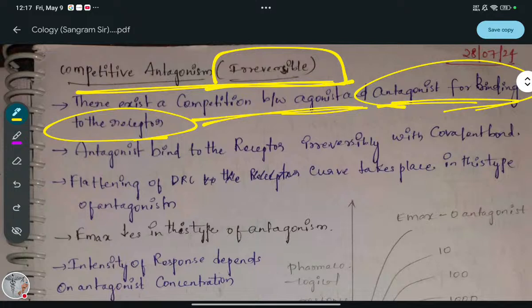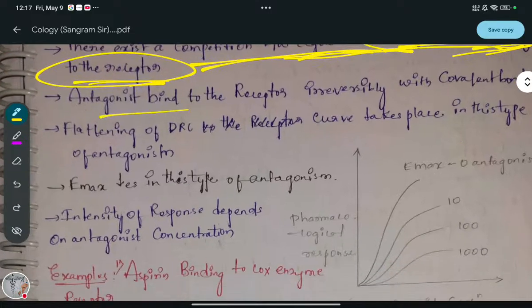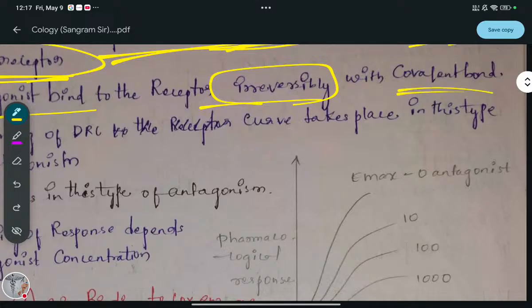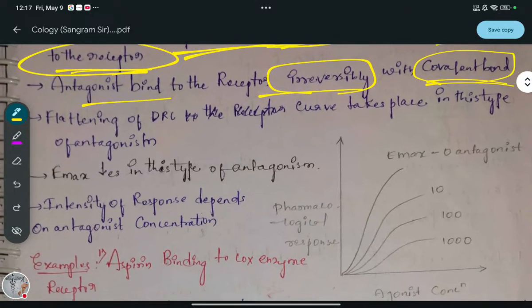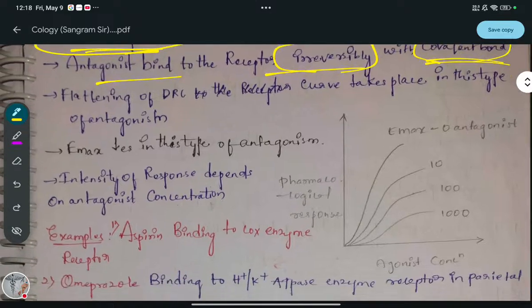Now in the case where the competitive antagonism is irreversible, what will happen? The competition will be between agonist and antagonist binding to the receptor. The antagonist binds to the receptor with a covalent bond. So when there is irreversible binding, there will be a covalent bond. But when there is reversible binding, there will be either a hydrogen bond or an ionic bond.